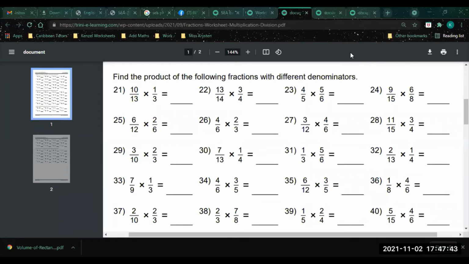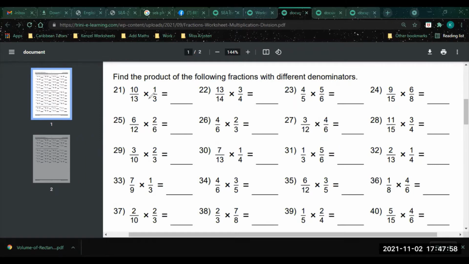Okay, so here we are doing how to multiply fractions. I'll do some of these questions as an example. Let's look at the first one, which is number 22 here.